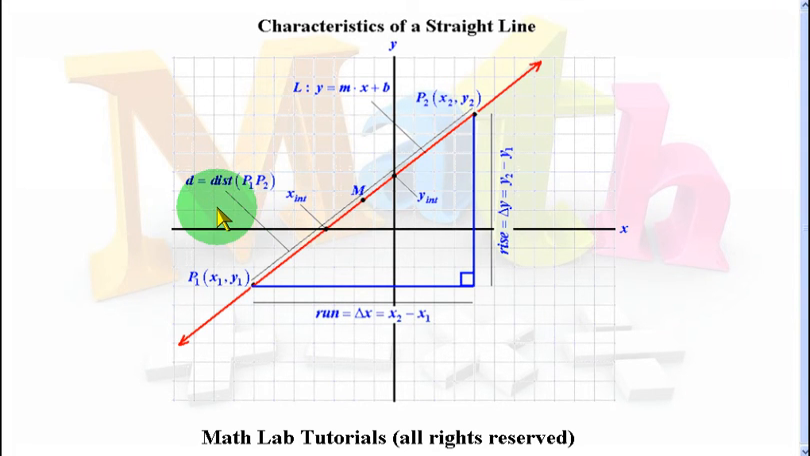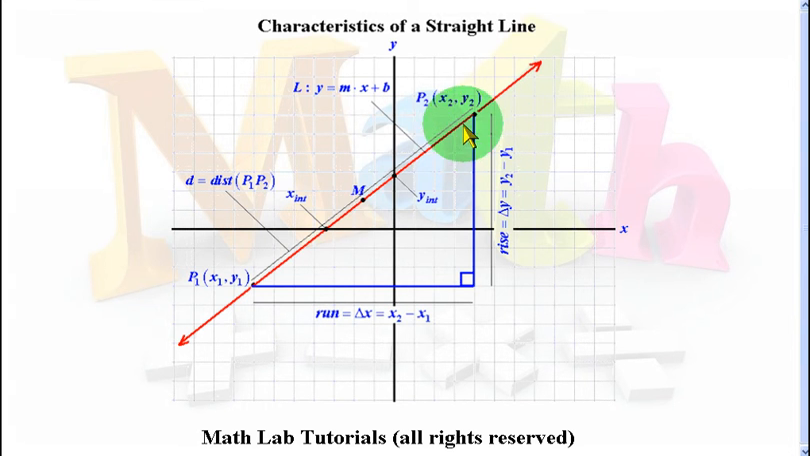If you'll recall, the Pythagorean theorem says that d squared, which is the distance between P1 and P2, is equal to run squared plus rise squared. Or d squared equals delta x squared plus delta y squared.